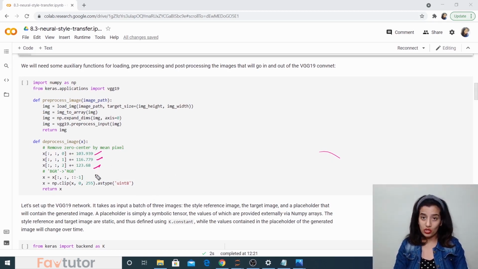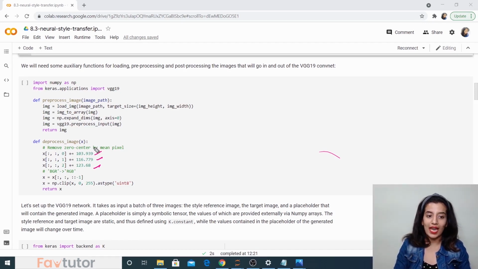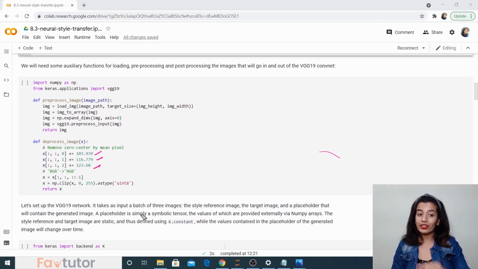I am giving that dimension and converting BGR to RGB, that is the red, green, blue scale. There is the style reference image, the target image, and a placeholder for the generated image. You can observe that the values are provided by the NumPy arrays for the particular dimension. The style reference and the target image are static. As I already told you, these two are static because we know their dimension and pixels. But compared to them, the image placeholder is not static because it is not fixed yet. It is just a placeholder.